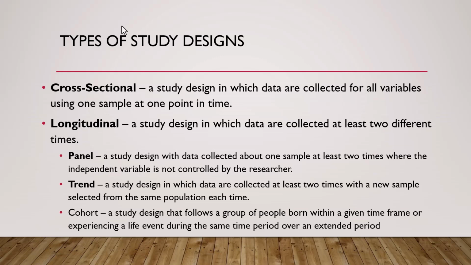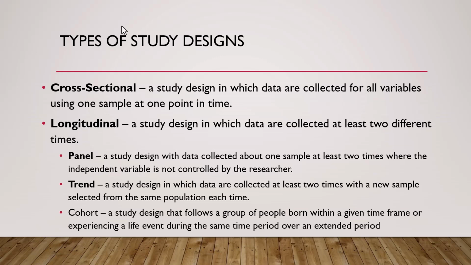Trend, on the other hand, is a study design in which data are collected at least two different times, with a new sample selected from the same population each time. So in contrast to panel study designs, with trend study designs we're going to get a new sample, different people each time we go out and collect data. So we're still going to collect data multiple times, and we're going to do our best to make sure our first sample is similar to our second sample, but the people or individuals within each sample are going to change from time to time.